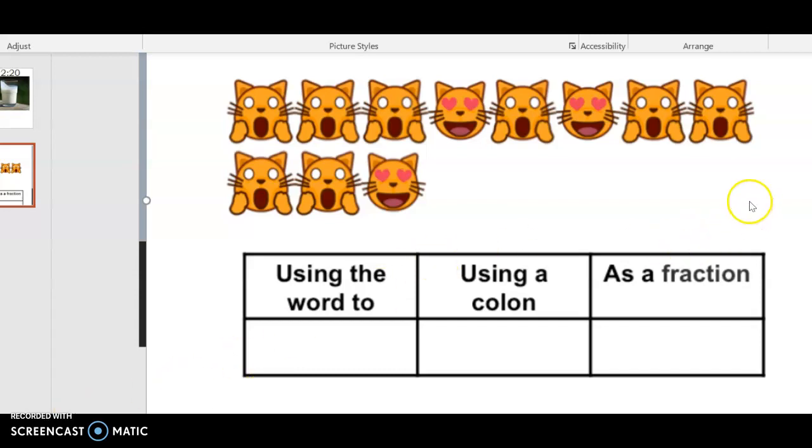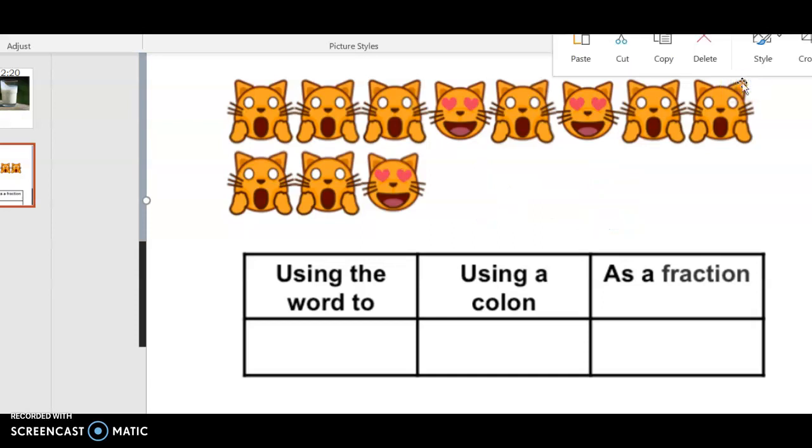Okay, so we've been looking at ratio, and this one says write the ratio of happy cats to scary cats. So first thing is pay attention to the order that they're asking you to write it in, because if it says happy cat to every scaredy cat, the happy needs to be first and the scaredy needs to be second.